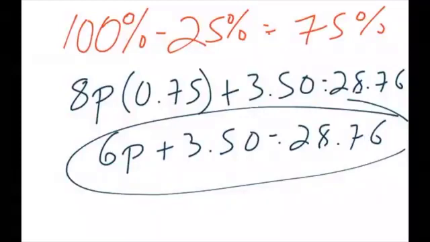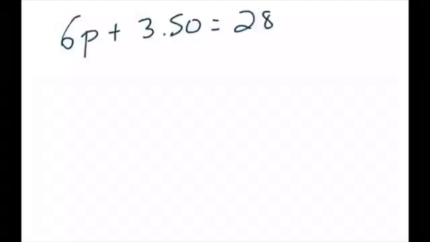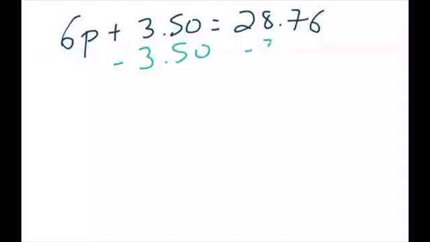So now we need to solve 6p plus 3.50 equals 28.76. Let me clear this whole thing here. So we have 6p plus $3.50 equals $28.76. So we're going to subtract 3.50 from both sides.